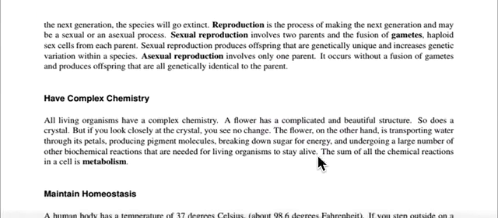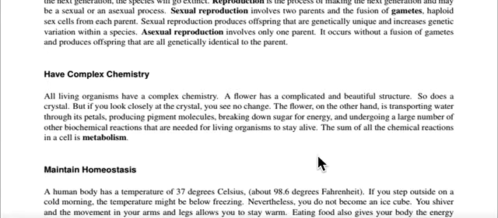Let's see, complex chemistry. Next section. All living organisms have complex chemistry. A flower has a complicated and beautiful structure, so does a crystal. But if you look closely at the crystal, you see no change. The flower, on the other hand, is transporting water through its petals, producing pigment molecules and breaking down sugar for energy, and undergoing a large number of other biochemical reactions that are needed for living organisms to stay alive. The sum of all the chemical reactions is called metabolism. You have it, I have it, we break down food and use it for energy.